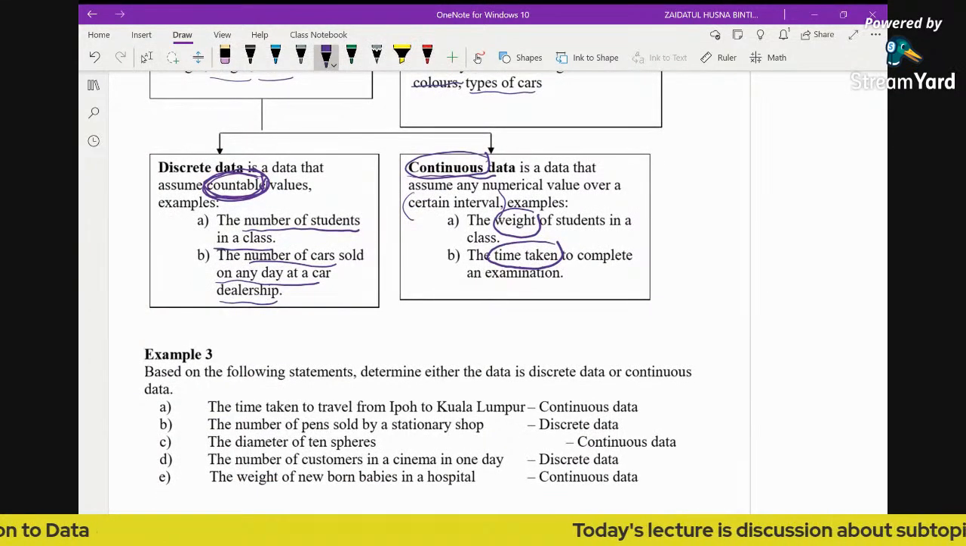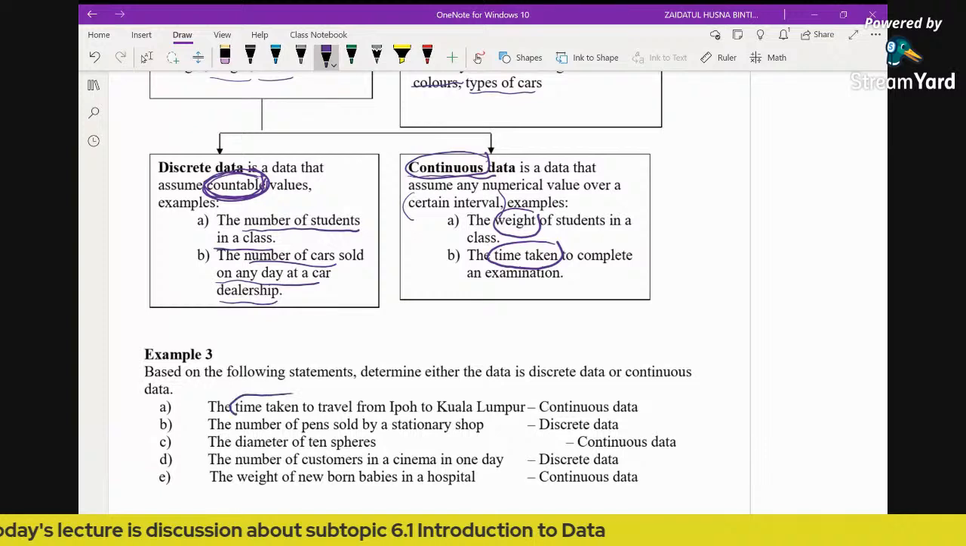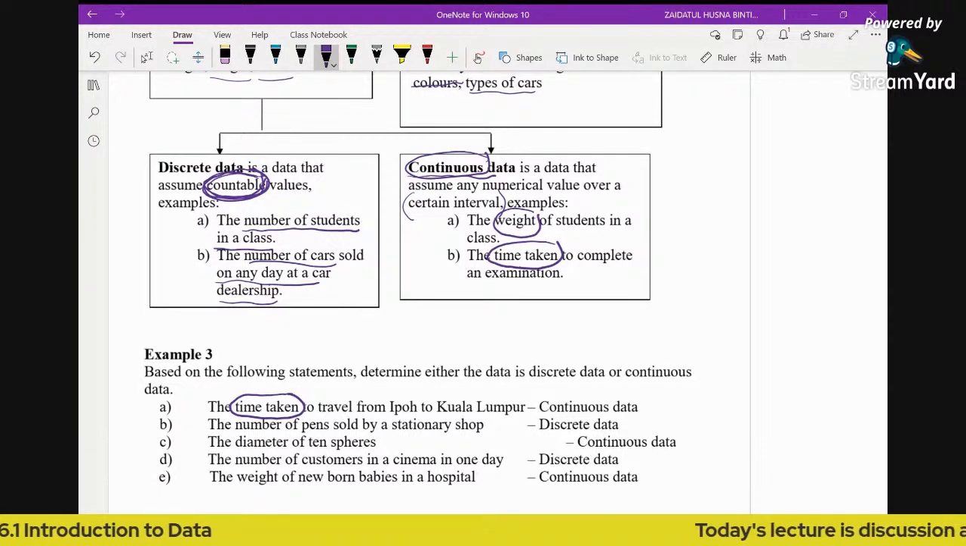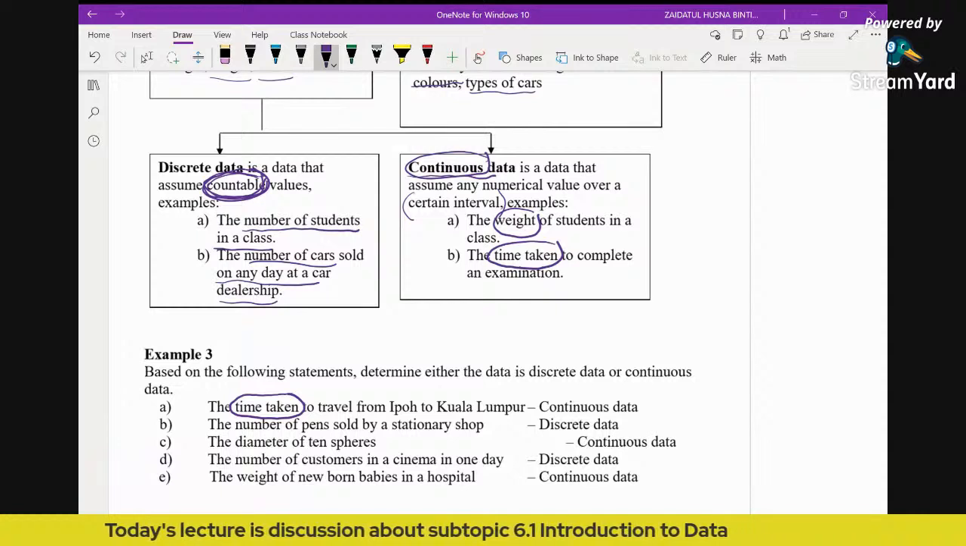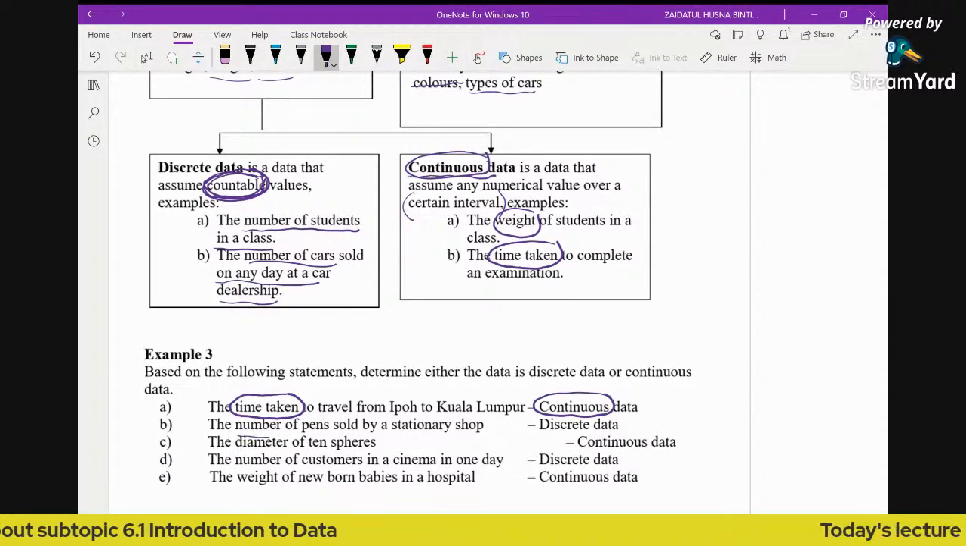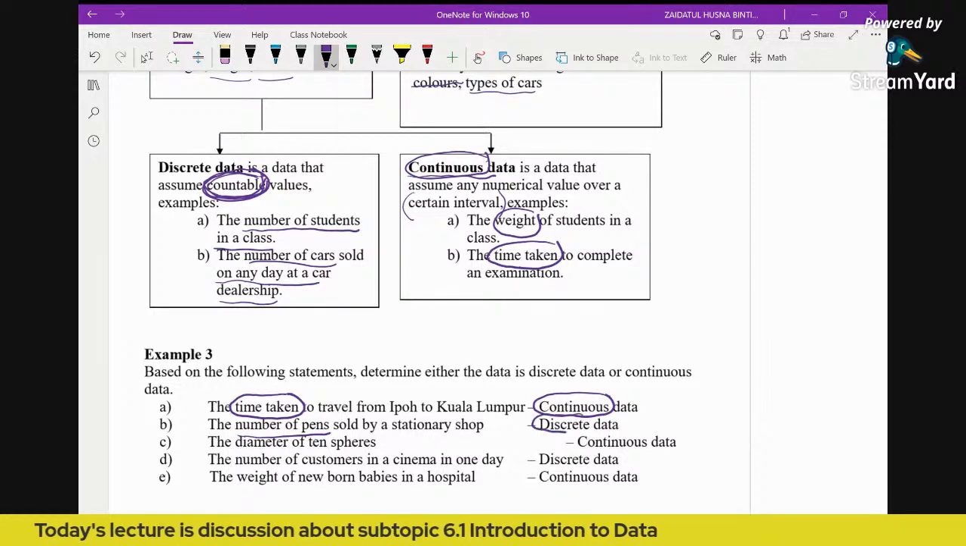Now let's see examples. Based on the following statements, determine whether the data is discrete or continuous. We look for the keyword. Time taken to travel from Ipoh to Kuala Lumpur: it's either 1.5 hours, or 2 hours, or 2.1 hours. We can represent time in decimal, so it is continuous data. Number of pens sold by a stationery shop: it has to be countable, because you cannot have 1.5 pens. It's not possible, so we call it discrete data.